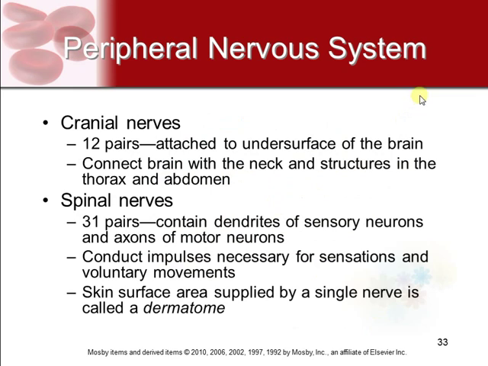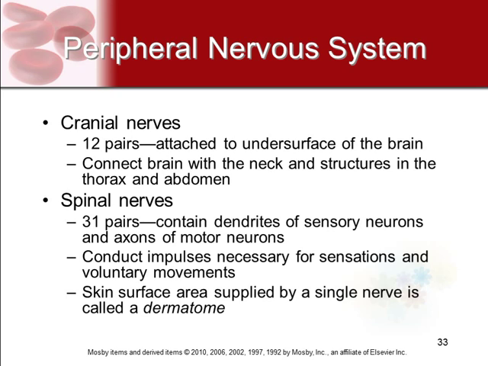So for your peripheral nervous system, first you have some cranial nerves, and those are going to attach to the outer surface of the brain. They connect the brain with the head and neck, and some structures in your thorax and even down to your abdomen. And then you have your spinal nerves, which there are 31 pairs of, and they contain the dendrites of the sensory nerves and the axons of the motor nerves. And those are used to conduct impulses for sensations and voluntary movements.